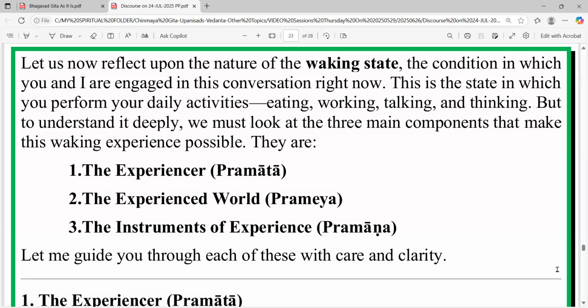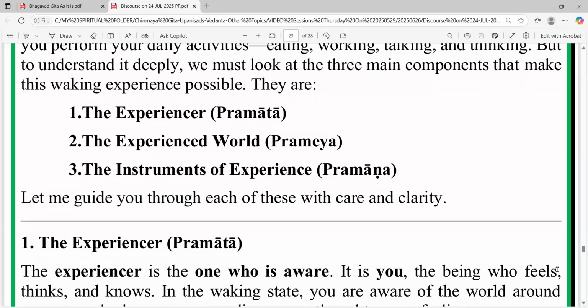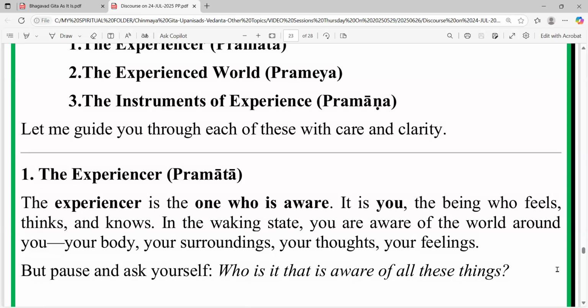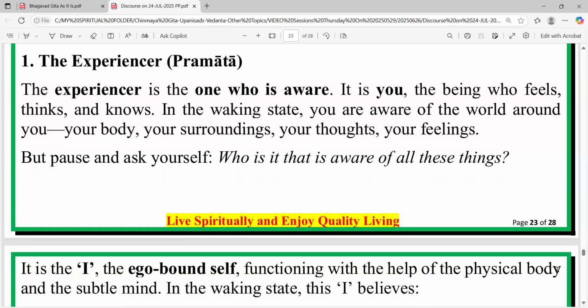And what are they? Number one, the experiencer, pramata; the experienced world, which is prameya; the instruments of experience, pramana. Now, let me guide you through each of these with care and clarity. Number one, the experiencer is the one who is aware. It is you, the being who feels, thinks, and knows. In the waking state, you are aware of the world around you, your body, your surroundings, your thoughts, your feelings. But pause and ask yourself, who is it that is aware of all these things?